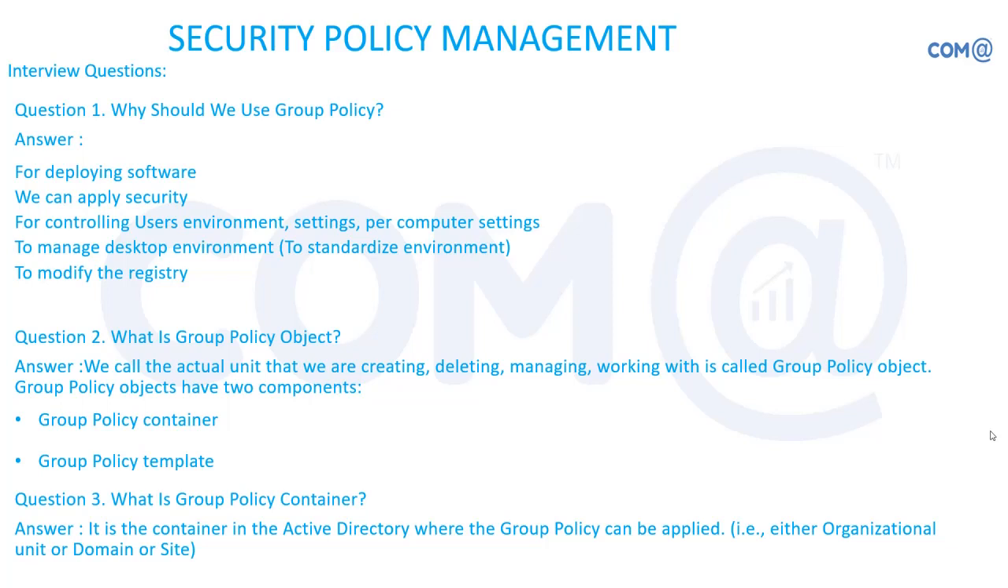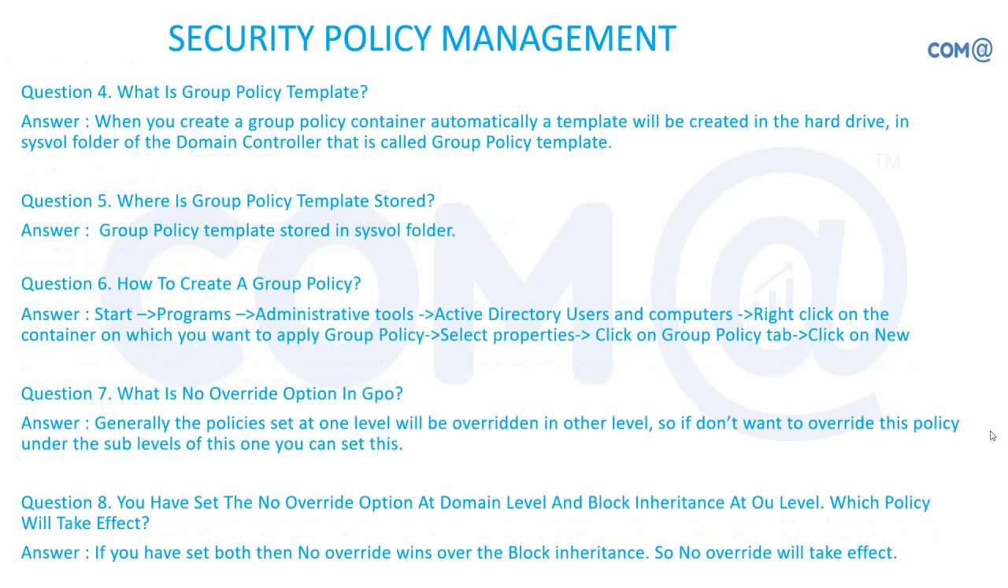What is a group policy object? This is a container, and it is creating a policy template. We call it a GPO, group policy object. Group policy container: this container is available in the Active Directory, and it holds the policies for the computers and the users. Group policy template: once you create a group policy, it creates a template, so it will be easy for you to apply to many users using the template.